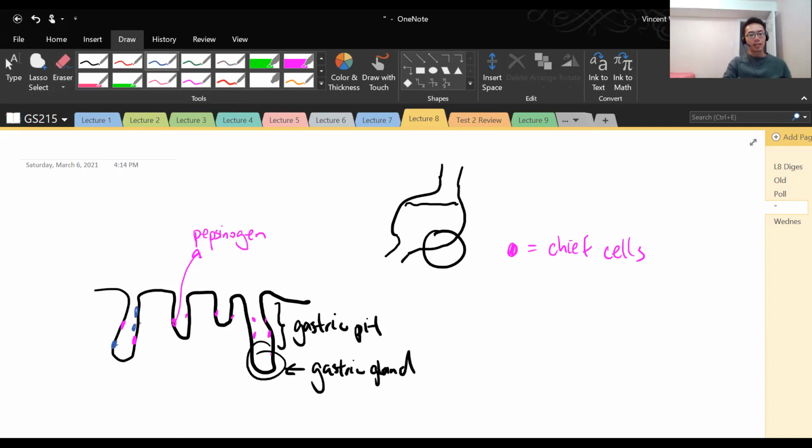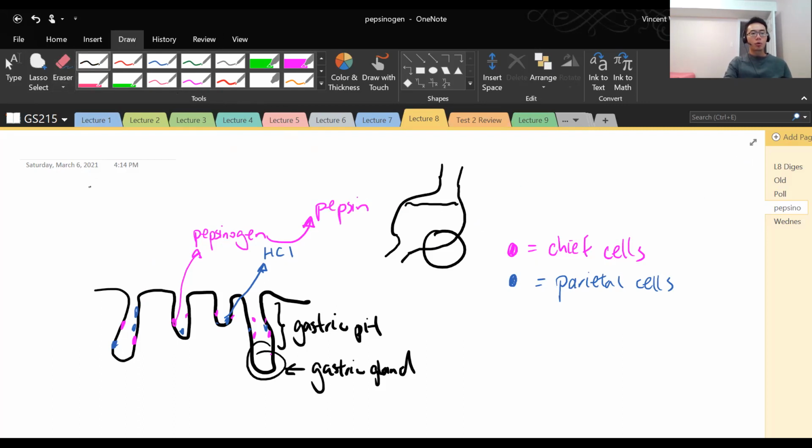So there are going to be these other cells in the gastric pit. These are parietal cells. The parietal cells will secrete hydrochloric acid, HCl. And what the HCl does is it will convert the pepsinogen into pepsin. It will convert pepsinogen into pepsin.